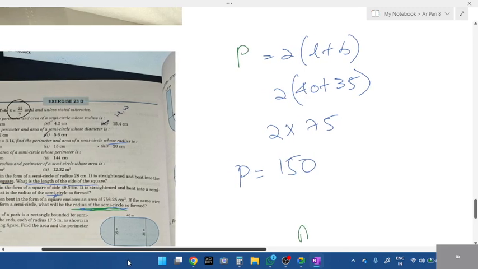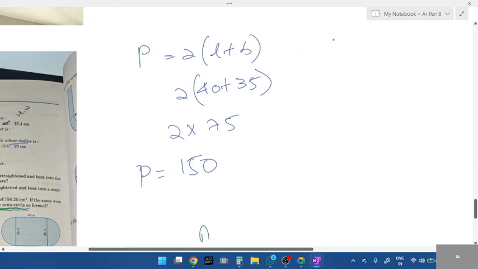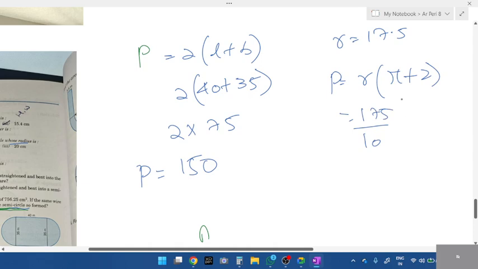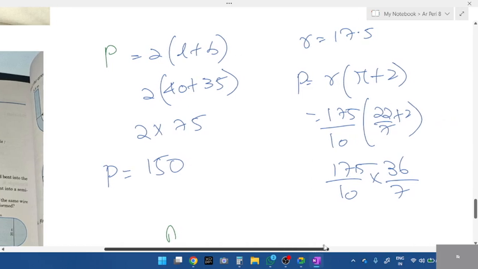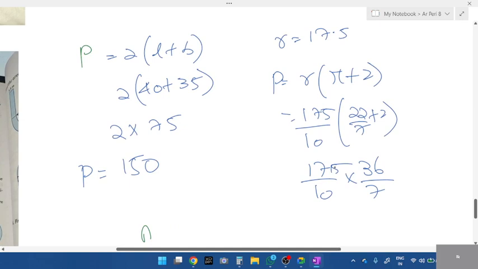Next, what is the perimeter of a semicircle? Radius is 17.5. What is the perimeter formula? R into pi plus 2. So what is R value? I'll write it as 175 by 10 into what is pi value? 22 by 7 plus 2. When you take LCM, what do you get? 36 by 7. Total, how many semicircles are there? 1 or 2? So multiply this entire thing by 2, students.